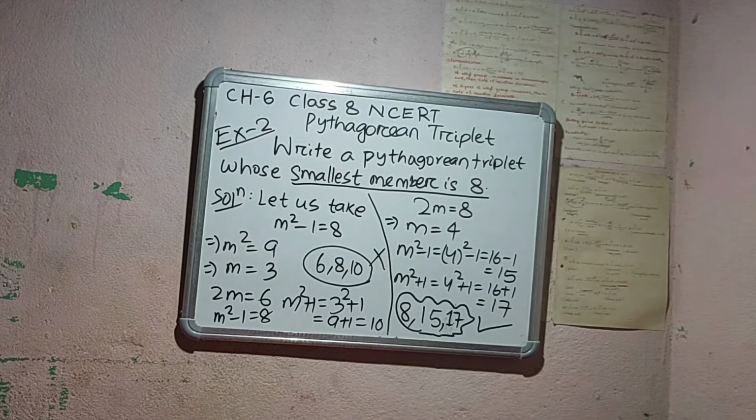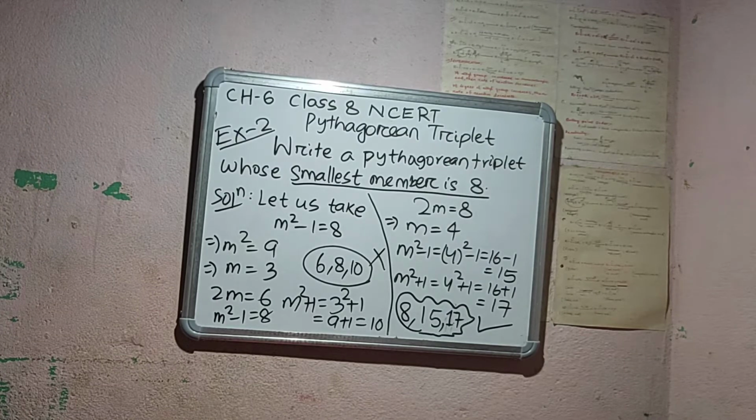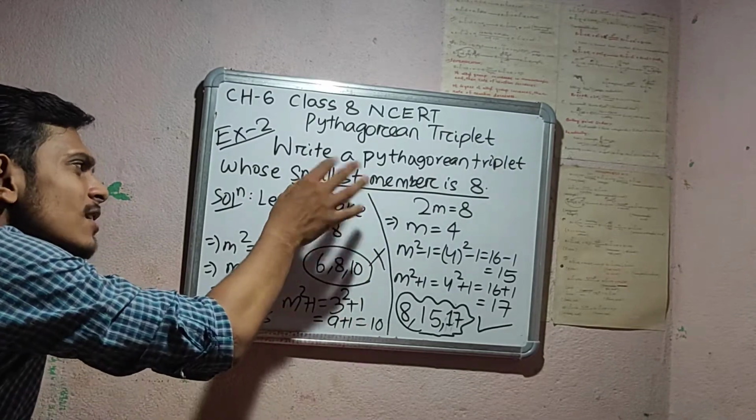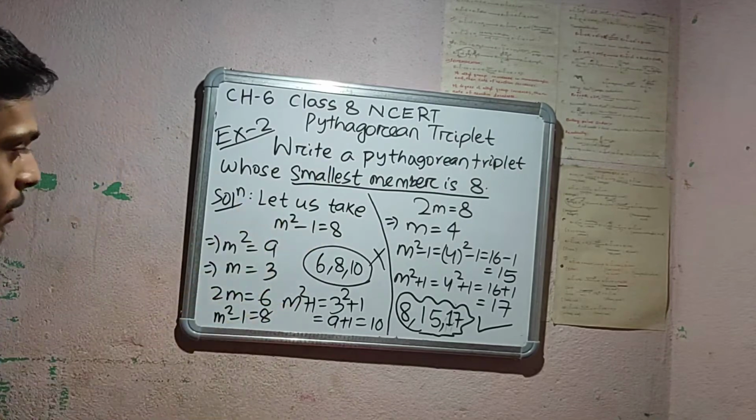So this is example 2 of the textbook, finding the triplet. The question is given on the board: write a Pythagorean triplet whose smallest member is 8. The condition is already given, and this condition must be followed.